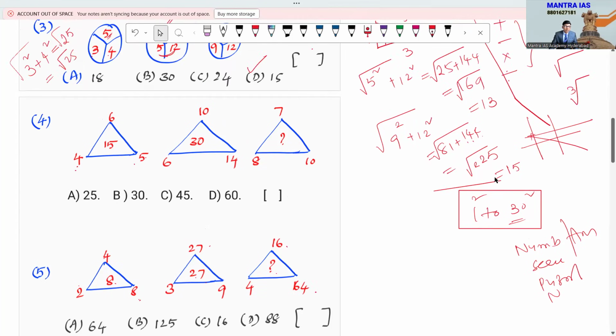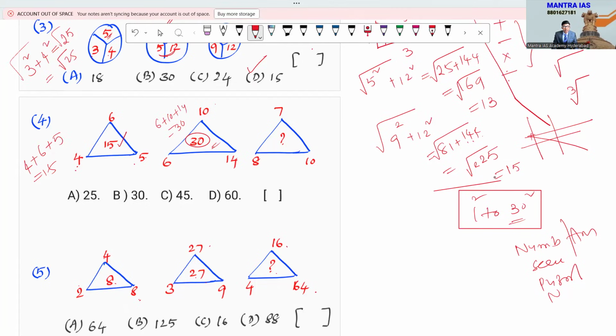Now here, see 4, 5, 6 and 15. By looking at the numbers, there is a chance that 15 is obtained by adding all the digits. I'll follow the same logic, just addition. Check it: 4 plus 6 is 10, plus 5 is 15. Yes, it's okay. If the same logic is applicable in the second one, proceed with it, otherwise change the logic. Now here, 6 plus 10 is 16, plus 14 is perfectly 30.